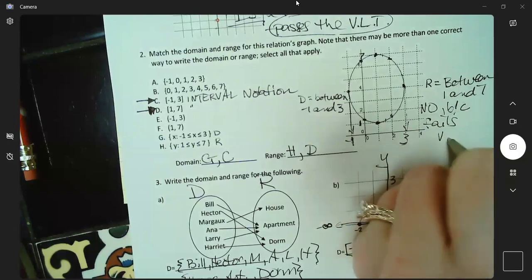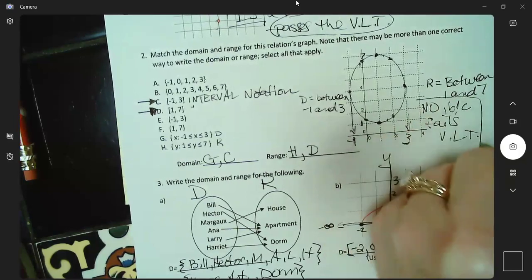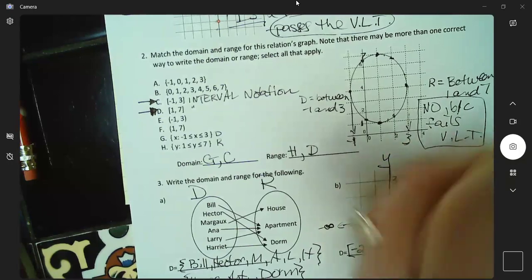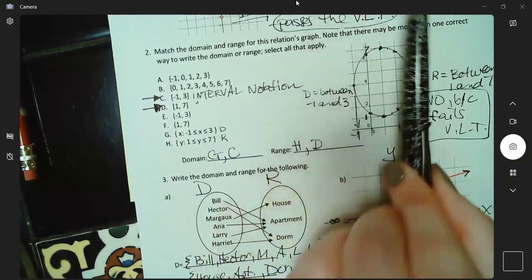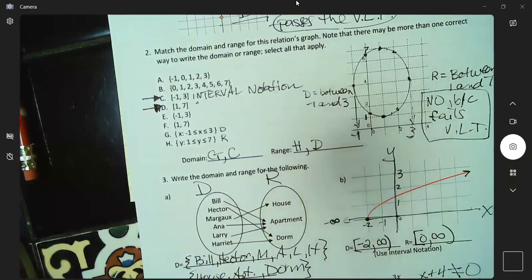I'm being like a math person and putting all kinds of shortcuts on here. But the vertical line test is what was sometimes called the pencil test. Yes, you hit this graph more than once with many vertical lines.